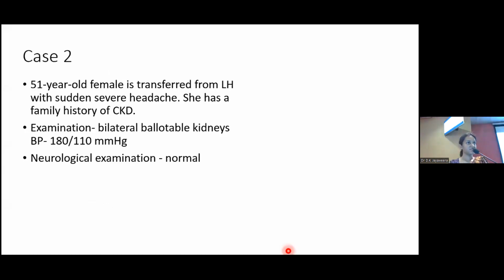Our second patient is a 51-year-old female who was transferred with a sudden severe headache, and the neurological examination was normal, but she was found to have very high blood pressure, and also she gave a very interesting family history of several members having kidney disease, and she also had bilateral ballotable kidneys.